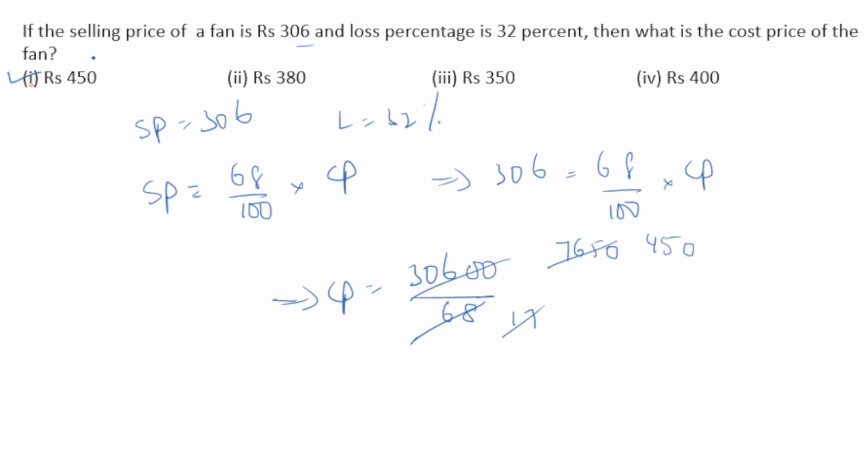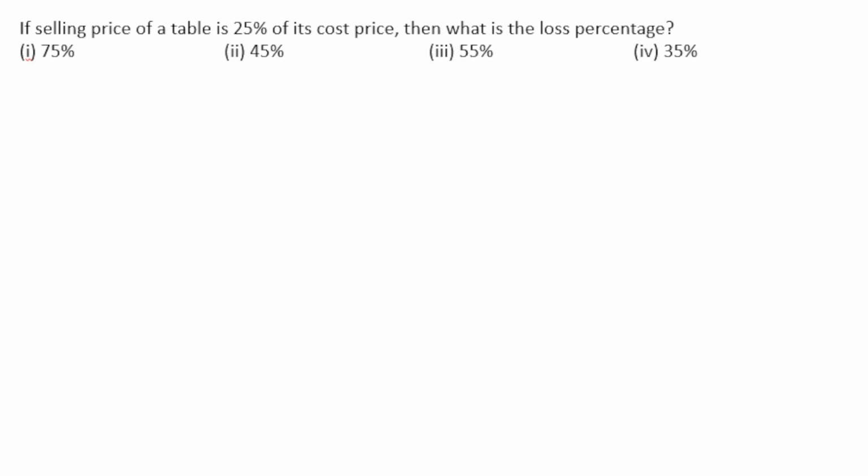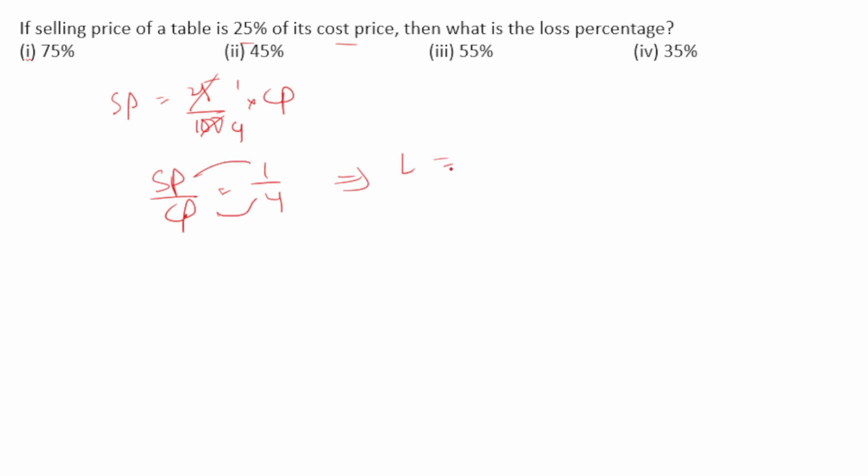It is first option. Next one, if the selling price of a table is 25% of its cost price, selling price is 25 divided by 100 into cost price. This is 1 by 4. So selling price divided by cost price is equal to 1 by 4. We will take selling price as 1 and cost price as 4. So what is the loss here? Loss is equal to cost price minus selling price. It is 4 minus 1, it is 3. So loss percent is equal to 3 divided by 4 into 100. 3 by 4 is 75%.